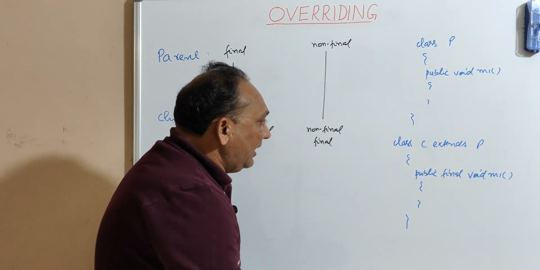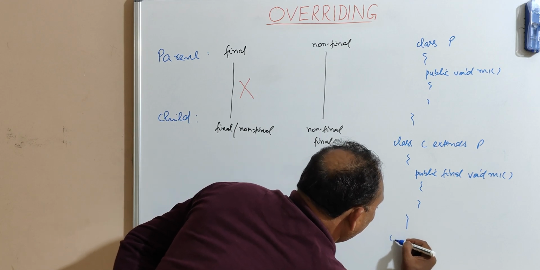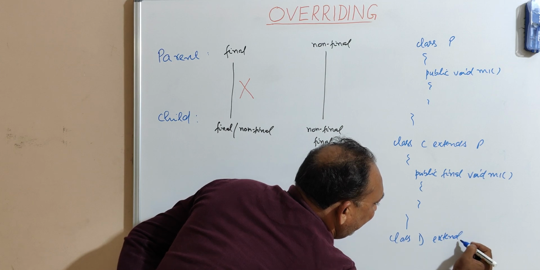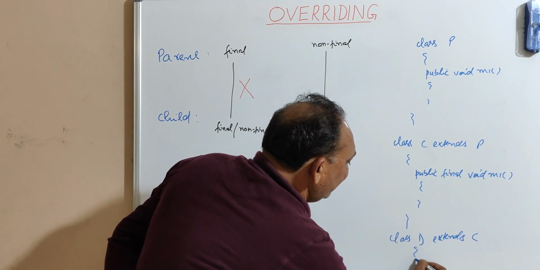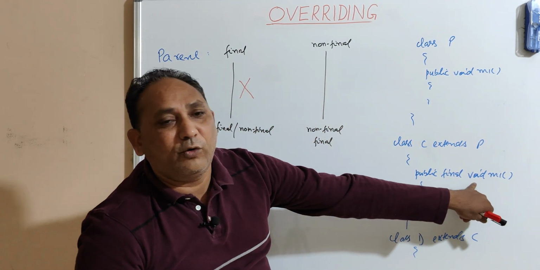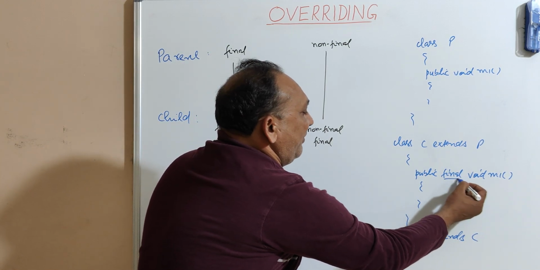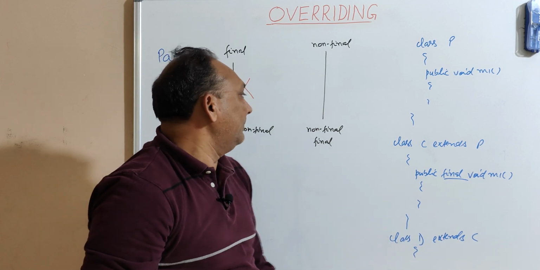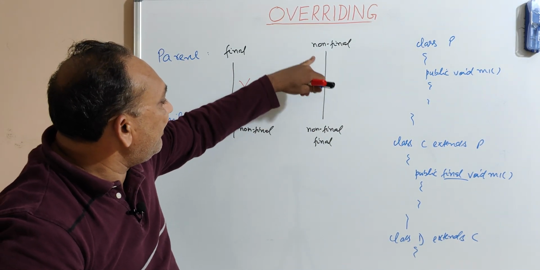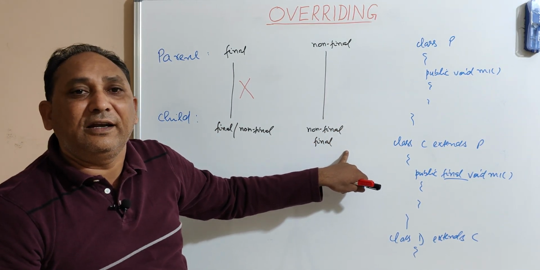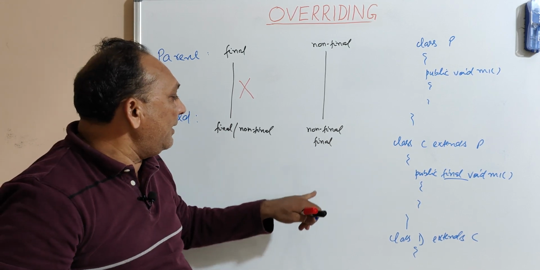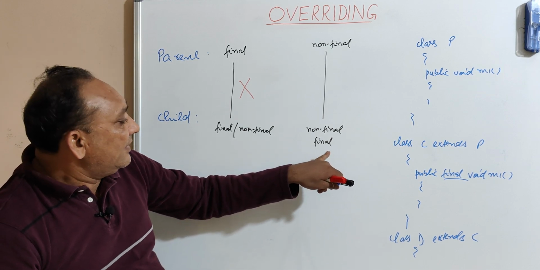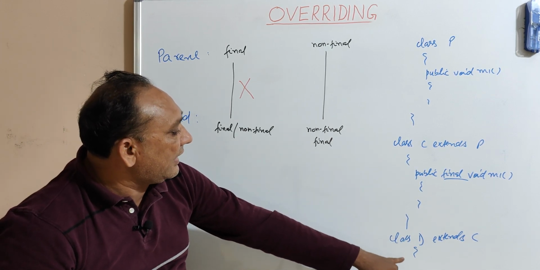But now further, let's say there is a class D. Class D extends C. So this class D cannot override this method, because this is final for D. This is final, so class D cannot override this one. That's why I am telling you non-final to non-final and final is permissible. There is no problem. But further, if someone is going to extend this child, then the final one cannot be overridden.